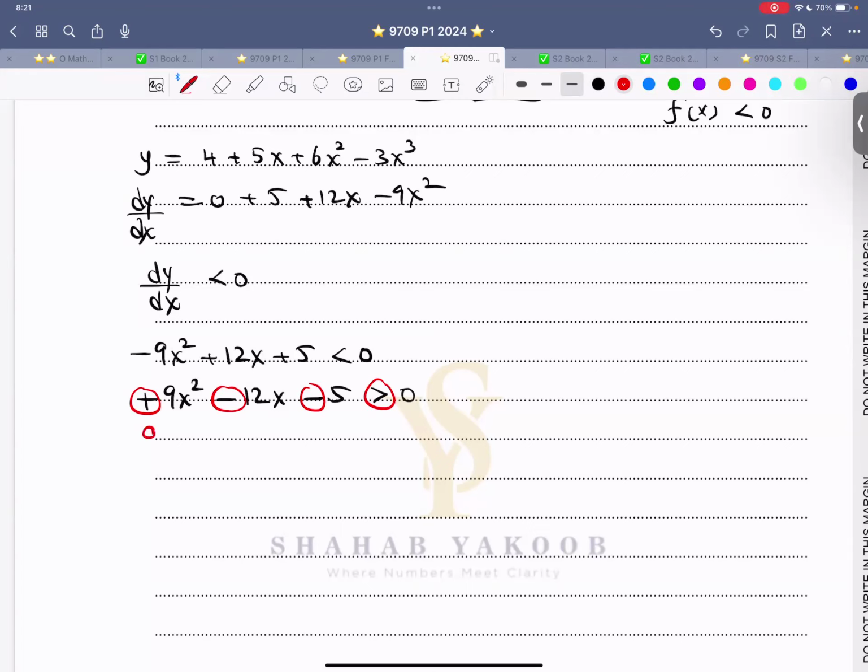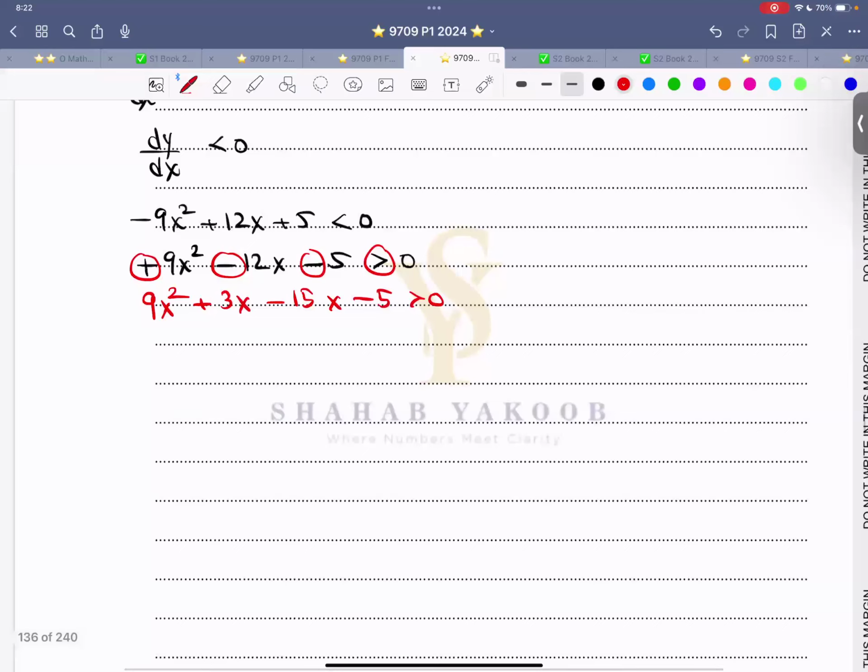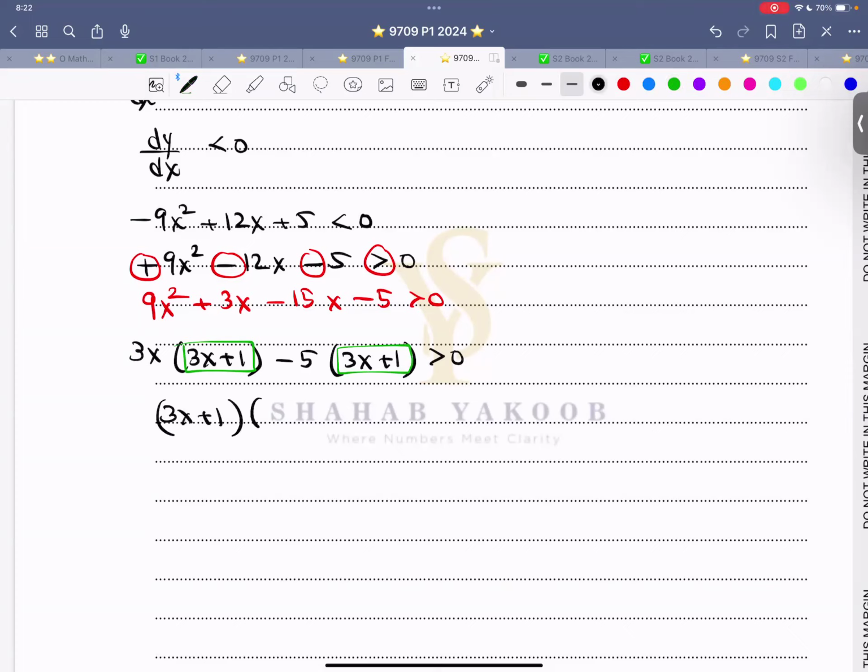15 into 3, 9x squared, and 3x minus 15x minus 5 is greater than 0. Let's simplify it further. Therefore, this is 3x plus 1, 5, 3x plus 1 greater than 0. Again, it's middle term factorization. Make sure that these two have to be the same. And then this is 3x plus 1, 3x minus 5 is greater than 0.